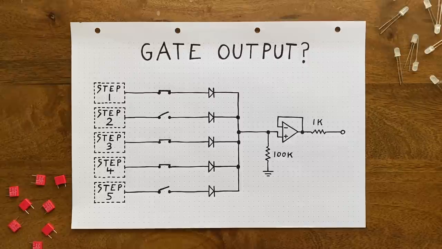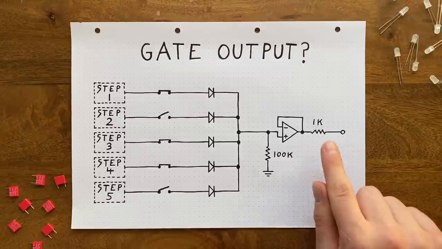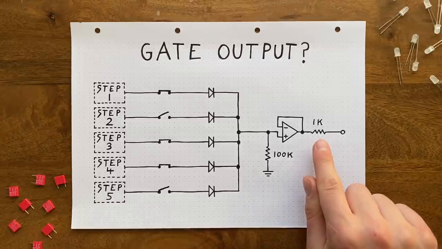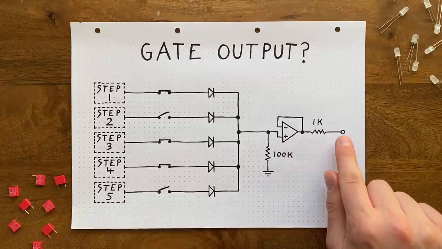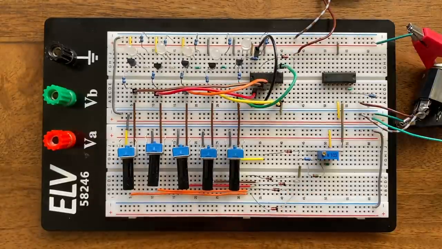To make sure our buffer's input isn't left floating when a step's gate is turned off, we also need to add in a 100K pull-down resistor here. Finally, we'll again place a 1K resistor as short-circuit protection between our buffer and the output socket. To see if that actually works, let's try to set it up.